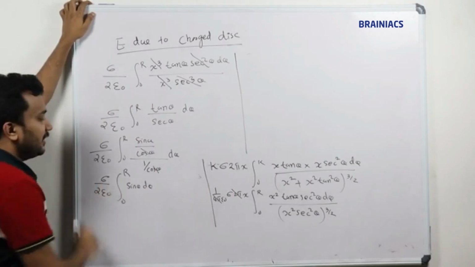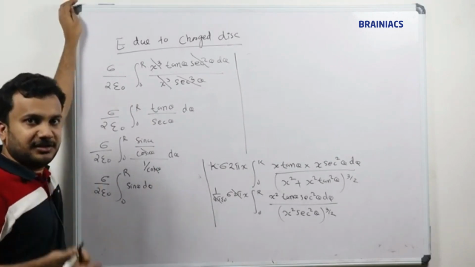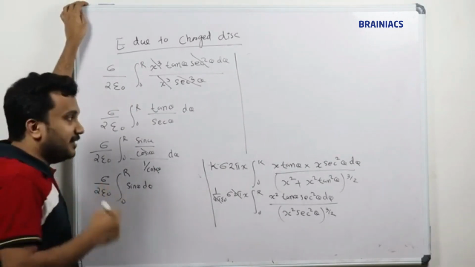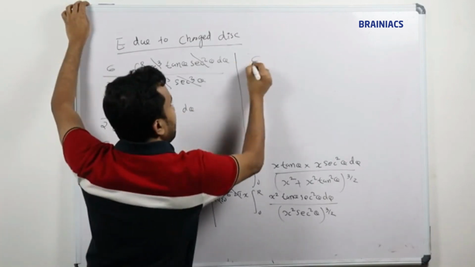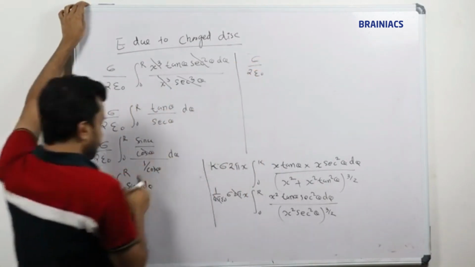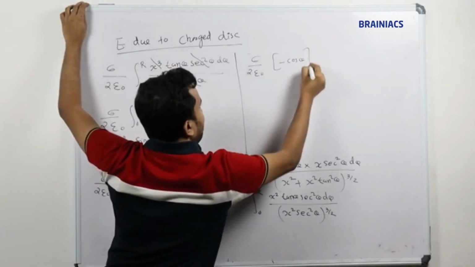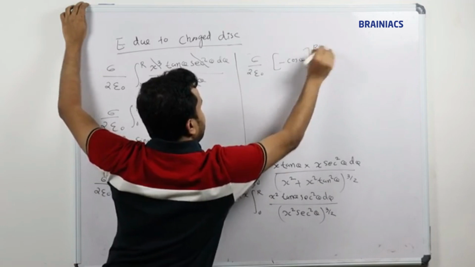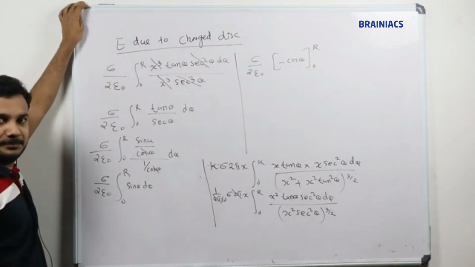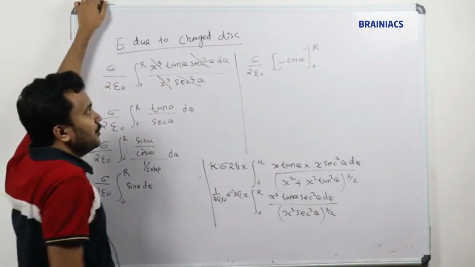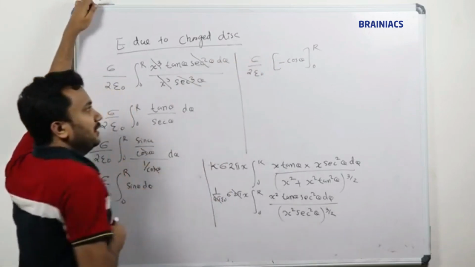What is the integral of sin theta? Differentiation of sin theta is cos theta, and the integral of sin theta is minus cos theta. So sigma divided by 2 epsilon 0, minus cos theta, limit of integration from 0 to r. Here we have to substitute the limit.